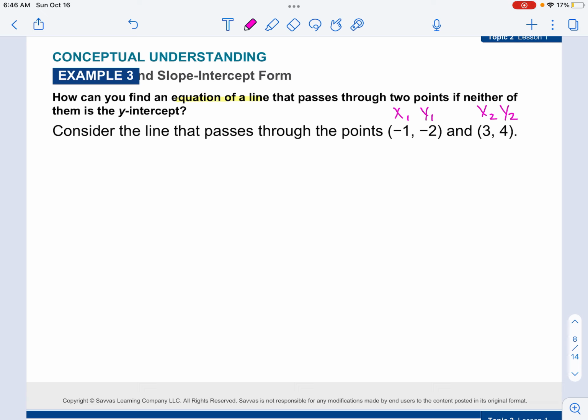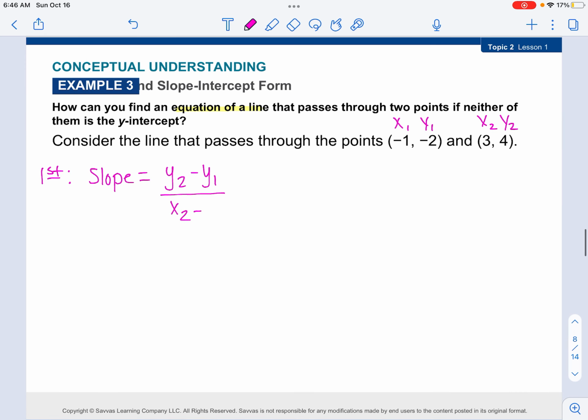The second thing I want to do after I label my points is I want to calculate the slope. If you recall from the do now, your slope formula is y2 minus y1 all over x2 minus x1. So y2 is 4 minus our y1 of -2. x2 is 3 minus our x1 of -1.